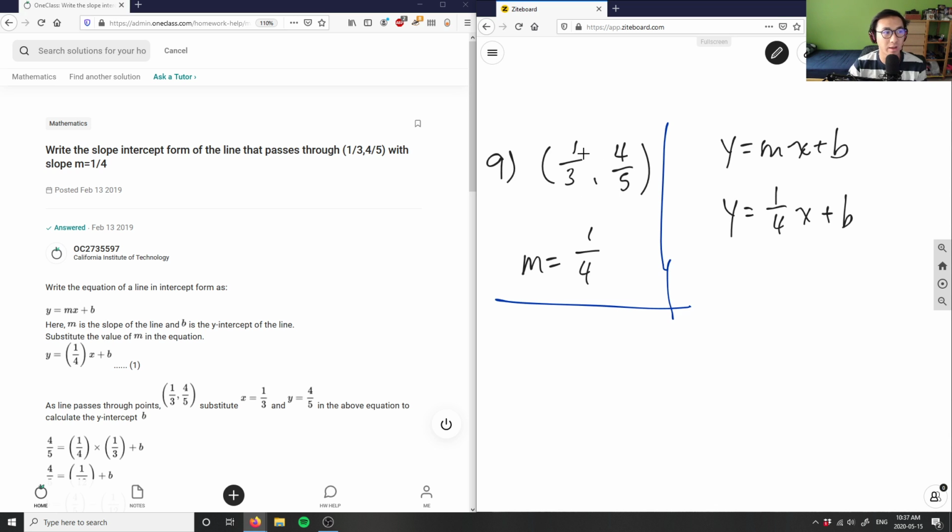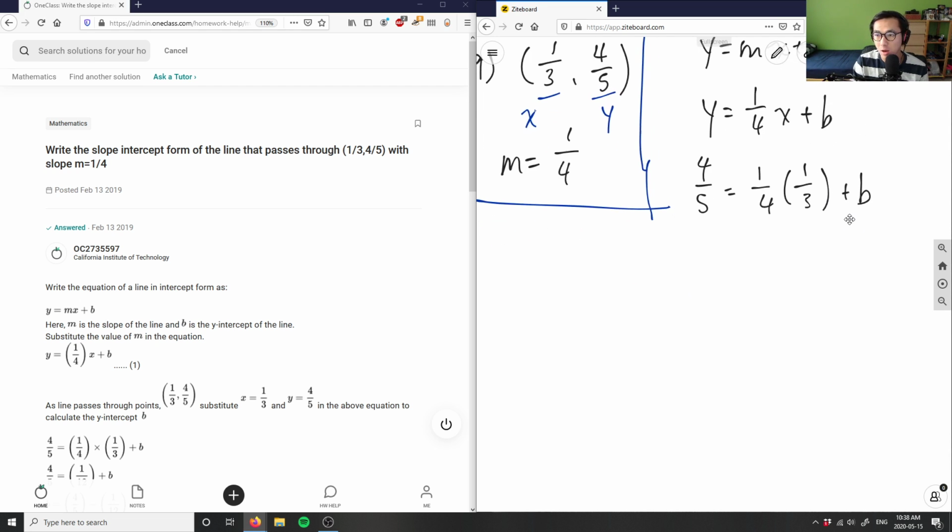So this x and y coordinate solution here is indeed a solution to my equation. So I can plug in the y value. As you can see here, this is my x, this is my y. So my y value would be 4/5. I'll plug in 4/5 here, equals 1/4 times x, which is 1/3, plus b. And all we're doing is some simple addition to figure out our b value here.